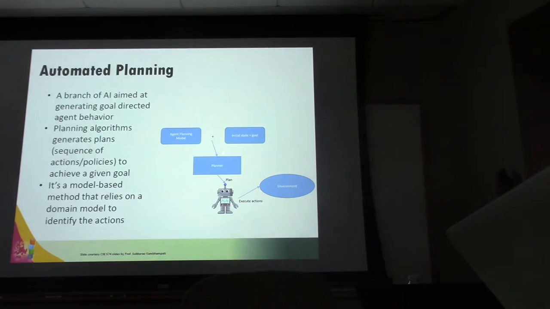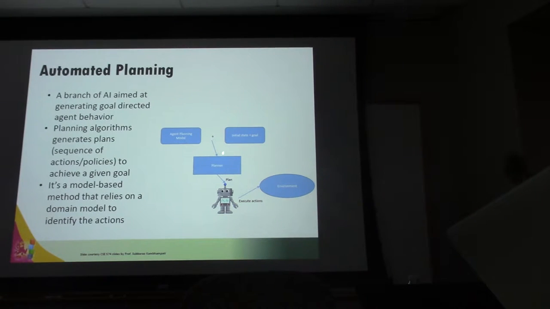As most of you would know, automated planning is a branch of AI which deals with generating goal-directed behavior for agents. Most planning algorithms aim at creating plans or policies which the agent can execute to achieve its goals. It's a model-based method. Typically, a planning algorithm would expect a completely defined and correct planning model to be given to it to perform its planning.